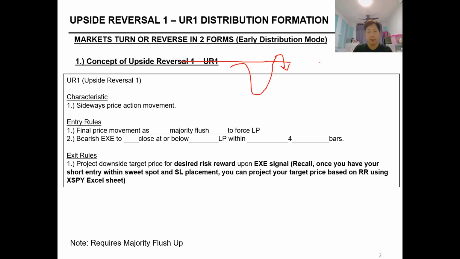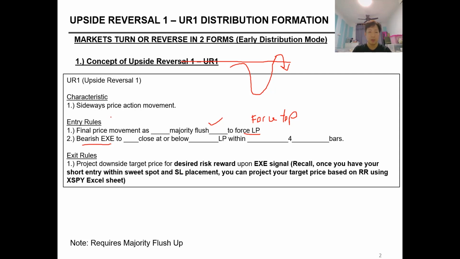Over here I will lay out the criteria first, and then we'll go into the examples later on, which will be much clearer. The entry rule is that you want to see a final price movement as a majority flush to force the LP. This is a false top scenario, and because it's a false top scenario, we'll be looking at one of our EXE, which is a bearish EXE, to close at or below the LP within 4 bars.